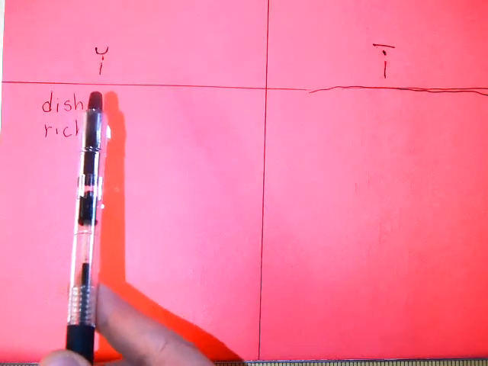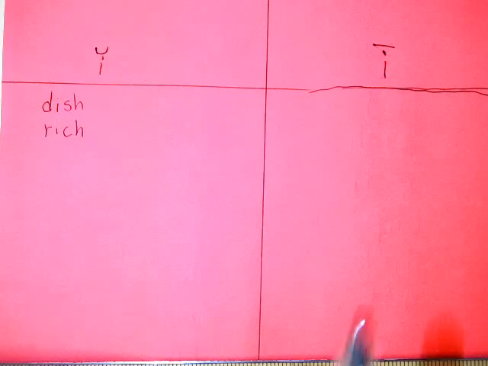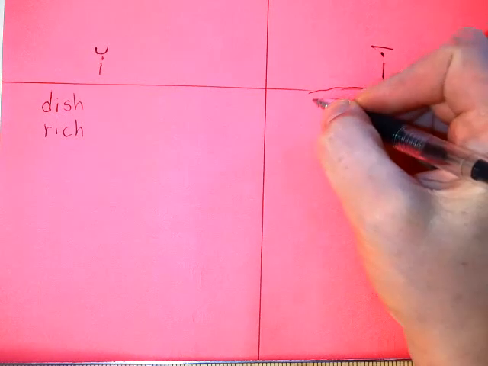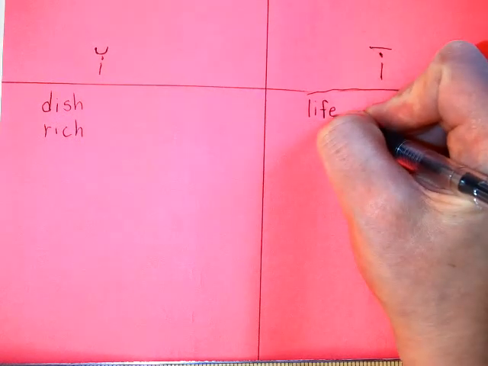Rich. Your next word is life. Life. If you hear I in life, then you should write it here. Give it a try. If you chose to write it over here, L-I-F-E, you would be correct.